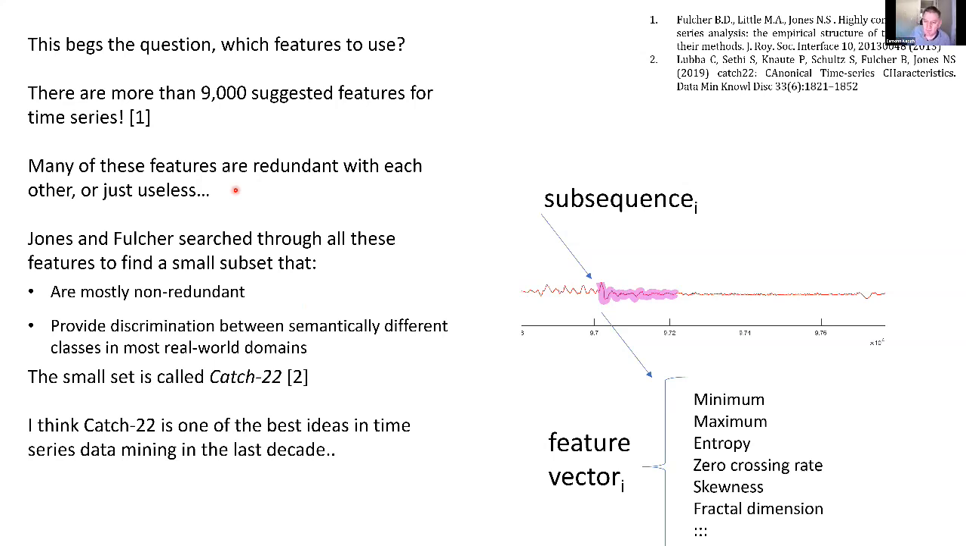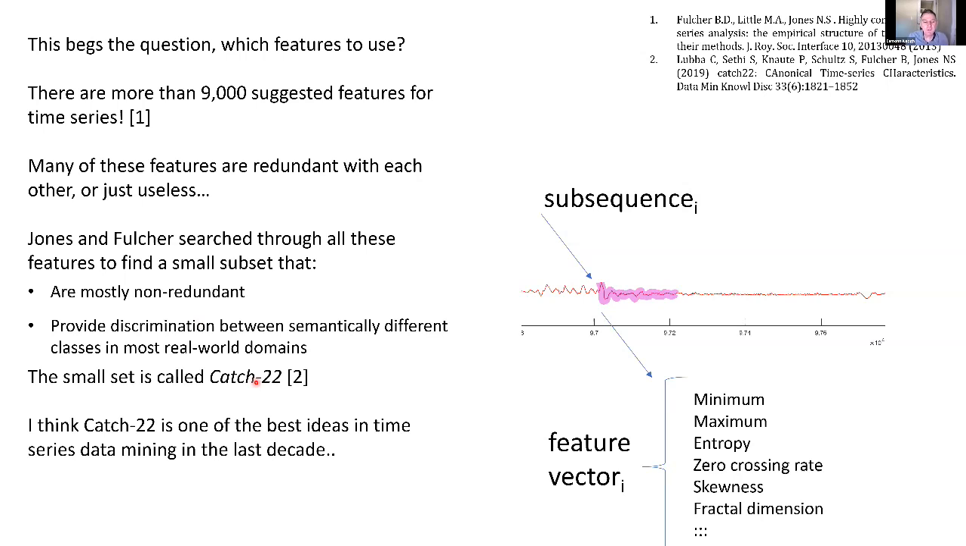This problem was partially or maybe even largely solved by two guys, Lubba and Fulcher. They searched through all 9,000 features on over 100 data sets with a brute force combinatorial search to find a nice small subset that had the following property. They're mostly non-redundant with each other, and they do provide semantically meaningful discrimination on most problems and most domains. And they call the subset, with a stupid name, but nevertheless, catch-22.